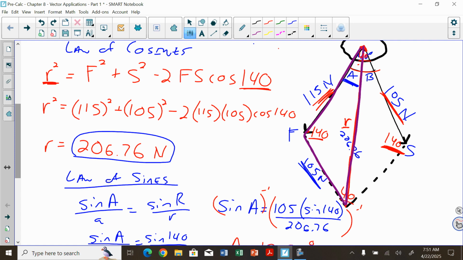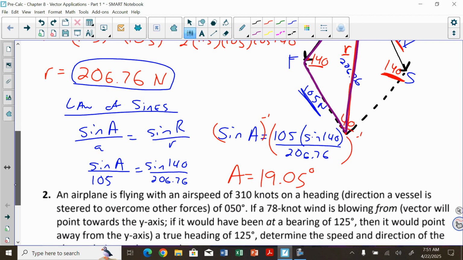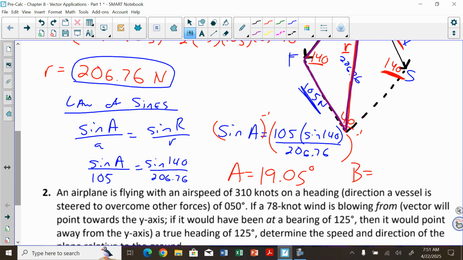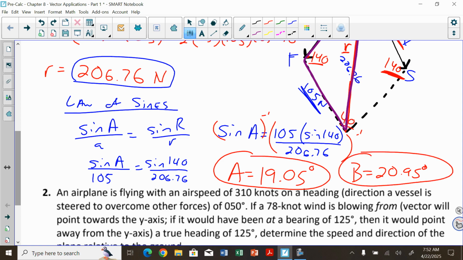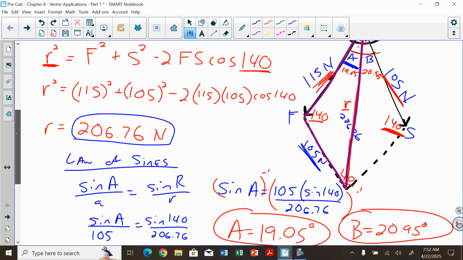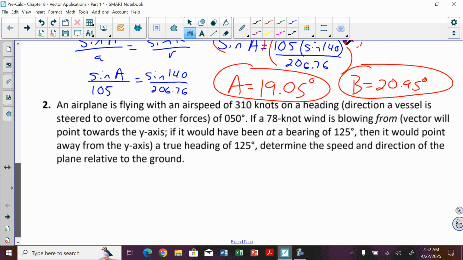So now we know that this is about 19.05, and I could find angle B now to be like 20.95 because they would have to add to 40. So if they were asking for both of them, I could get that for you at 20.95. Usually they'll tell you which angle you're looking for. That's one reason I don't like the problem. But in this case, we just kind of solved the triangle. So that's not as great of a problem.